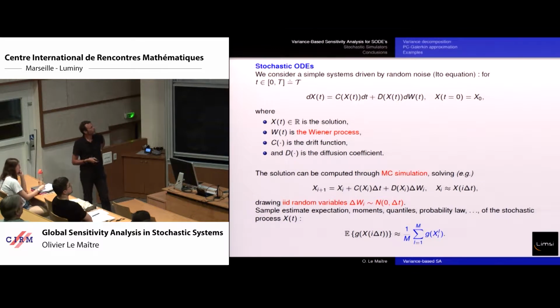Okay, so, I'm considering a very simple SDE. So X is a state.